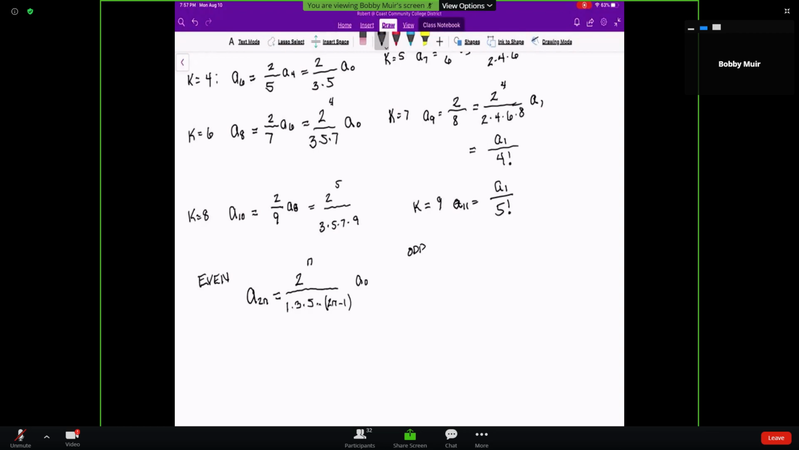And for odd, our A sub odd exponent is going to be A1 divided by, okay, now for A9, that was 2n. What should happen there? Wait, hold on a second. Okay, so A1, should this be k factorial down here? What do you think? Yes.